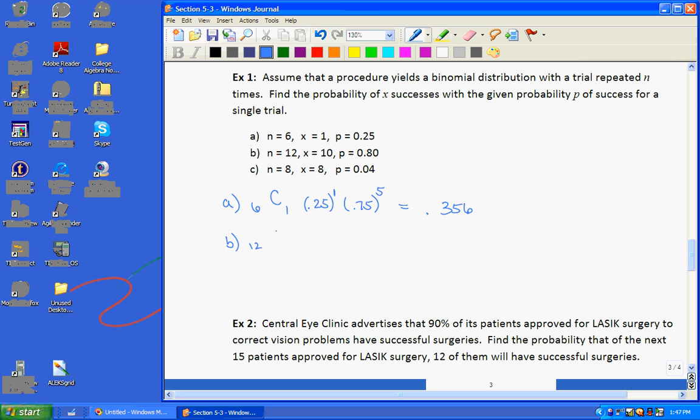So we have 12 choose 10. So X is 10, the number of successes, and we want 10 of those. The probability of a failure is 1 minus 0.8, so 0.2, and we'll raise that to the second. So if there's 10 successes out of 12, there's only going to be 2 failures. And let's see what we come up with for that.